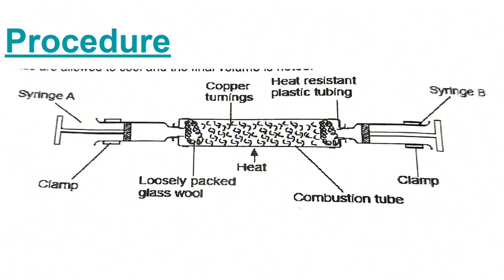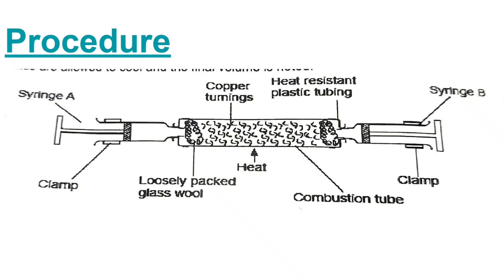Procedure. 2 syringes are used as shown in the diagram below. Syringe A is filled with air and the initial volume of air in the syringe noted, while syringe B is empty. Air is passed over heated copper turnings repeatedly until there is no further change in volume. The apparatus are then allowed to cool and the final volume is noted.